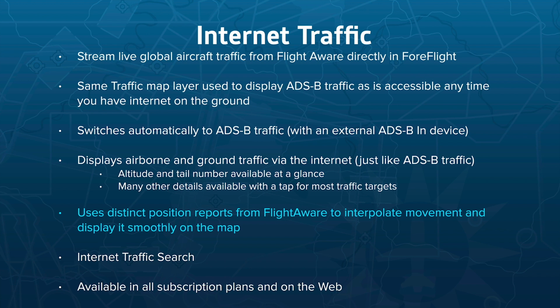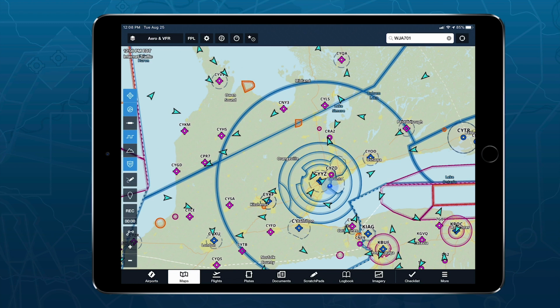So it will be delayed, which is why this feature is disconnected once you get airborne without an ADS-B device. We don't want you flying with FlightAware traffic displayed on the map. But it is a very neat feature to have on the ground, and take a look at the inbounds and outbounds from an airport. You can search by flight numbers, so it's an internet traffic search, and it is available on all subscription plans and on ForeFlight Web. Here's an example of it.